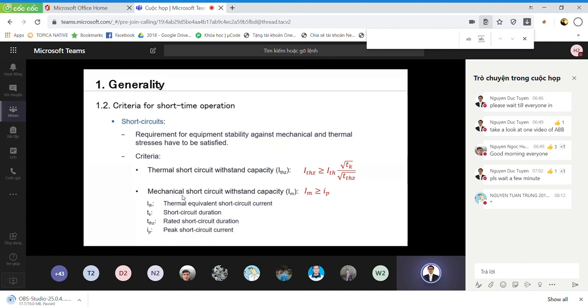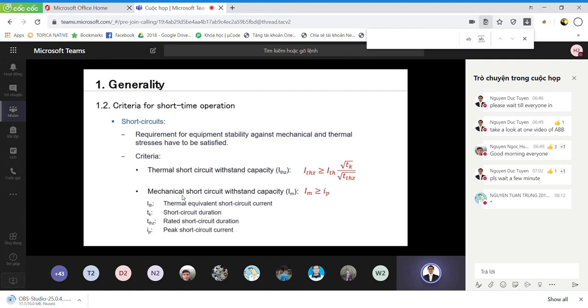Before, you know that all the protection systems are included in the power system. Before the protection device cuts off the circuit in order to isolate the short circuit current, the device should tolerate a very short duration of the short circuit current. The short circuit current may make a very high thermal effect and a very unstable mechanical effect. So if you select the device meeting the criteria, using this equation regarding the thermal effect and this equation regarding the mechanical effect, the equipment could be used.